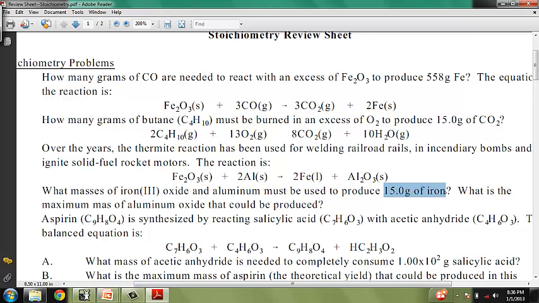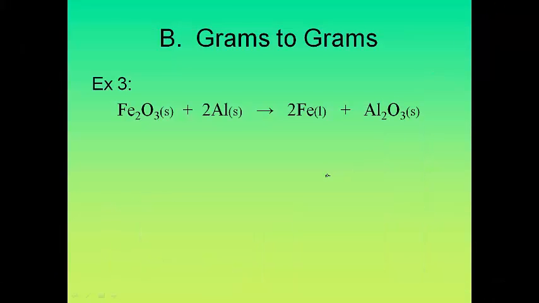My given is 15 grams of iron. But they said what masses of iron 3 oxide, which is Fe2O3, and aluminum, which is Al, must be used. That's two separate calculations right there. Then there's a second question, what is the mass of aluminum oxide? So basically, using this same given of 15 grams of iron, they want me to perform 3 stoichiometry calculations. So I have to make sure I plan out my calculation.